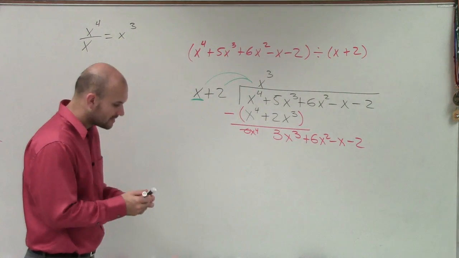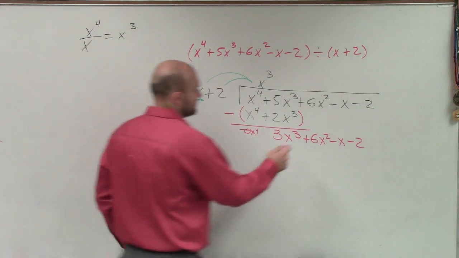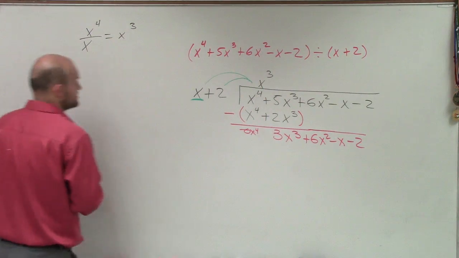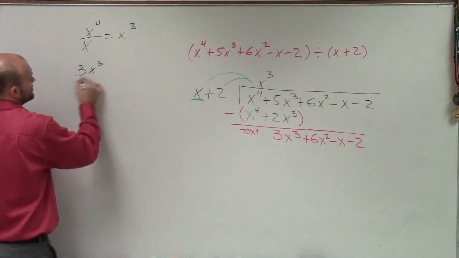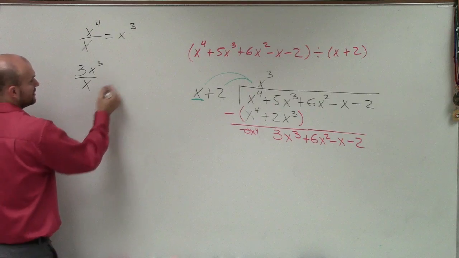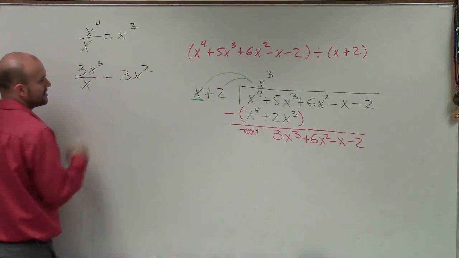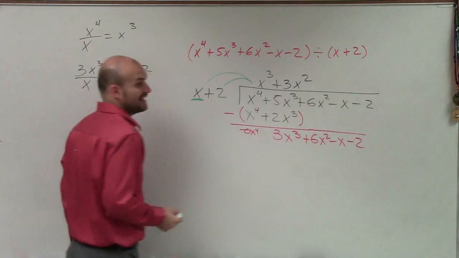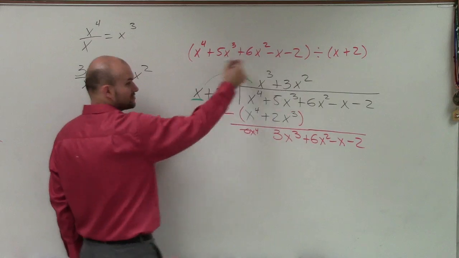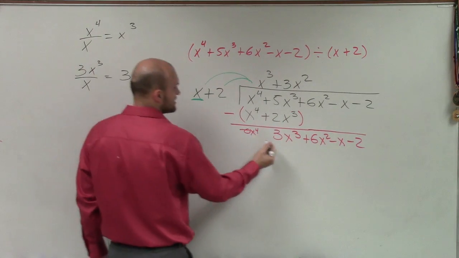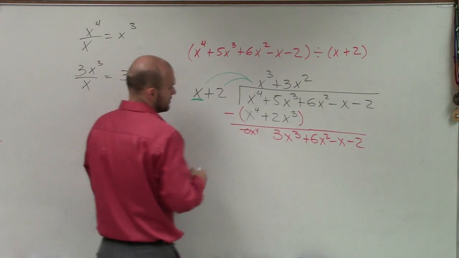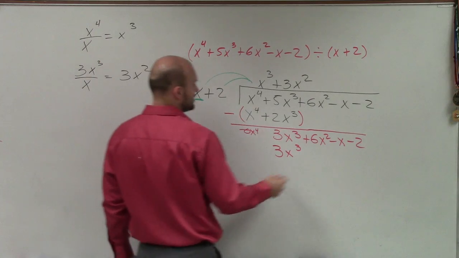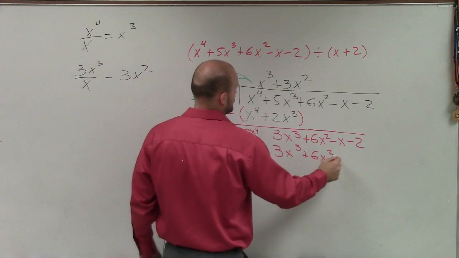All right? Now we apply the whole process again. x divided into 3x cubed. How many times does x divide into 3x cubed? And you could say, well, it divides in there 3x squared times, right? So you do positive 3x squared. Now again, we multiply times every single term in our divisor. So 3x squared times x becomes 3x cubed. Then we have 3x squared times 2 becomes a positive 6x squared.